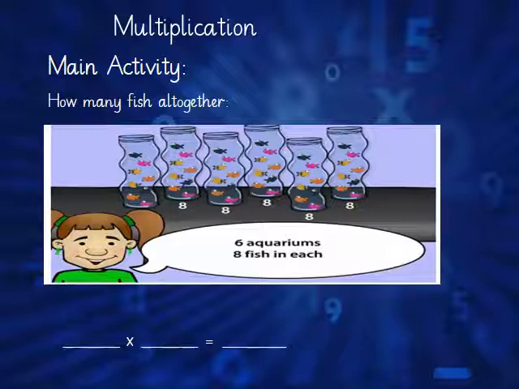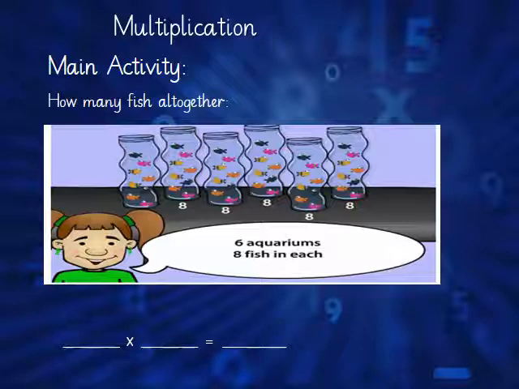Let's do some more practice regarding multiplication. The given question is, how many fish altogether? There are 6 aquariums and 8 fish in each. You have to find out the total number of fish. Yes, make a multiplication sentence. You know how to make it, and work it out by recalling the relevant table. At the end, you can check your answer by counting the number of items in total.